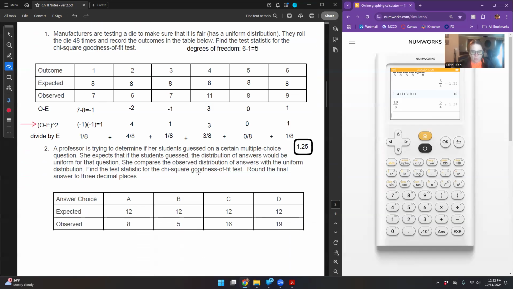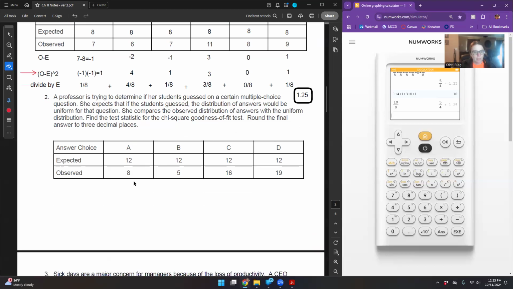Okay, next one. Same problem, but done a little more because I put the expected in here. It's saying a professor is trying to determine if her students guessed on a certain multiple choice question. She expects that if they guess, the distribution would be uniform. So she's expecting to have 12 A's, and this isn't like the grade. This is like what did you get for number 1? She was expecting 12 people would say A, 12 people would say B, 12 people would say C, and 12 people would say D. Here's what actually happened. So let's find the test statistic, and it says round to 3 decimal places.